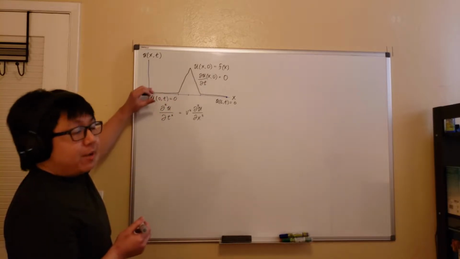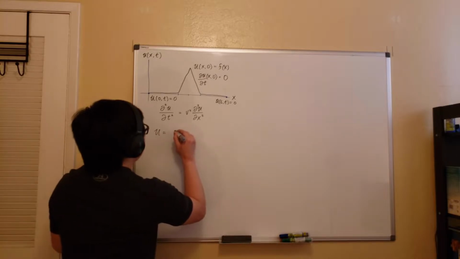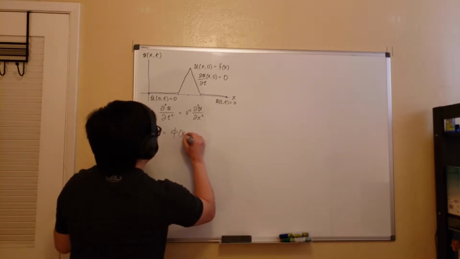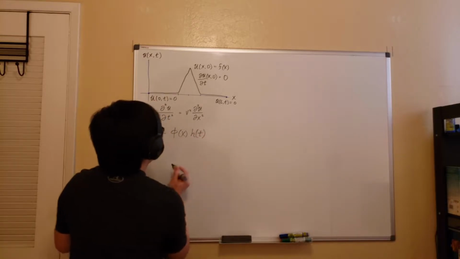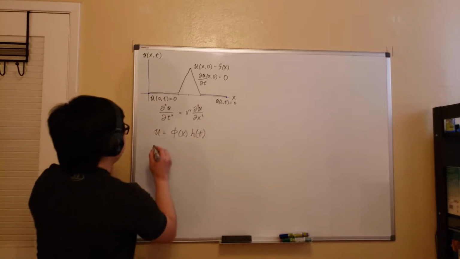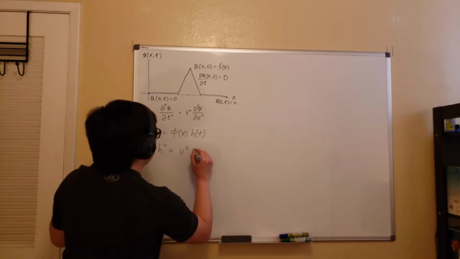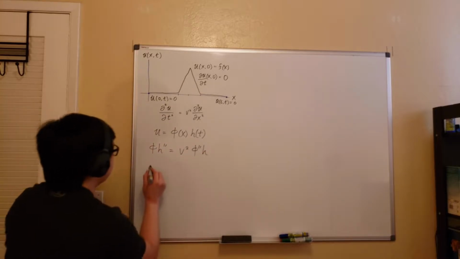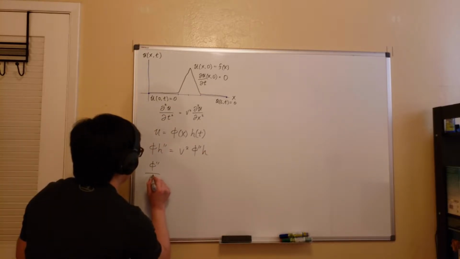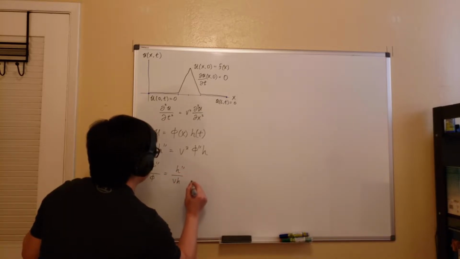Because the equation and the boundary conditions are homogeneous, we can use separation of variables, where we assume a solution of the form of a function of space and a function of time. Plugging this into the equation, we get phi h double prime equals v squared phi double prime h. And rearranging these terms, we have phi double prime over phi equals h double prime over v squared h.